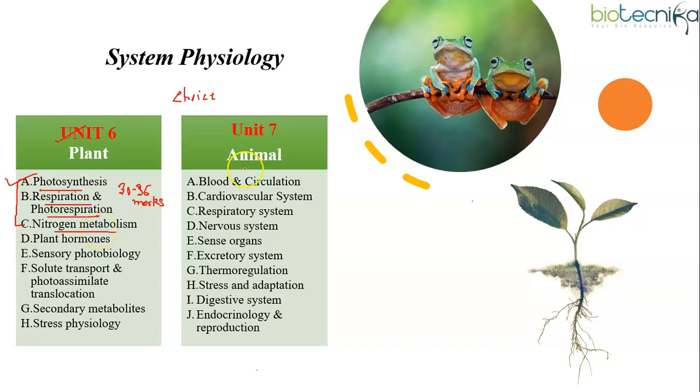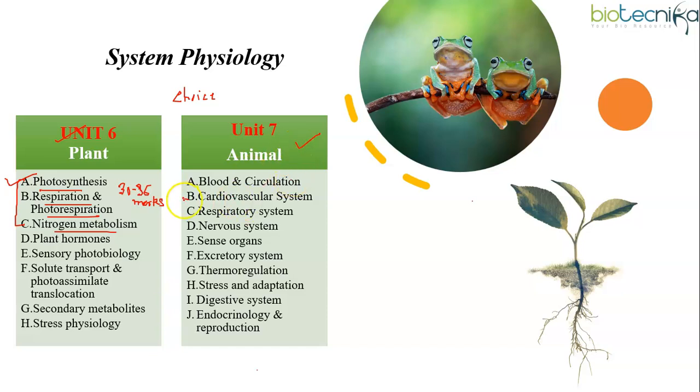Then unit 7 is animal physiology. While this unit may seem quite challenging and lengthy, students with zoology, physiology or medical background can make this unit a scoring advantage. Students from other educational backgrounds can also prepare for particular topics from this unit.